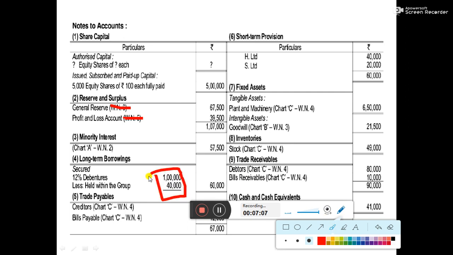So if you see this, long-term borrowing, S Limited were having 1 lakh rupees debentures given to the public. Out of this, 40,000 was held by the company that is holding. So only 60,000 will be given effect for. Whenever there is an intercompany, just like an intercompany transaction, only 60,000 will be given effect for.